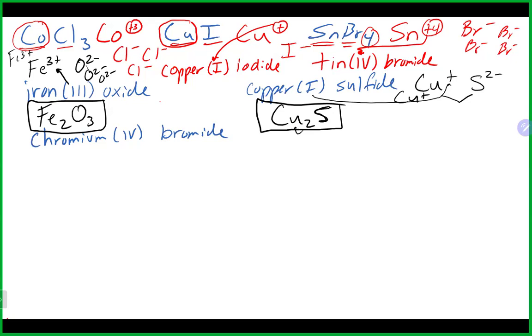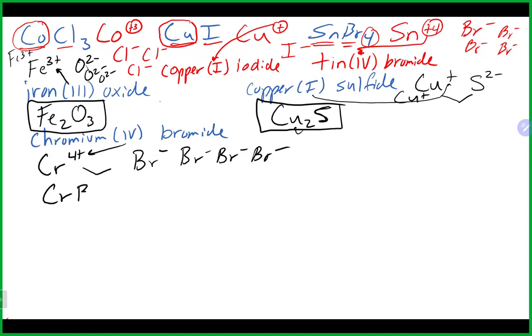Lastly, chromium Roman numeral 4 means my chromium has a +4 charge. Bromine, which is group 7, has a -1 charge. Once again, when we put this together, we're definitely going to need some more of the Br minuses, a grand total of 4 of them, which means I have CrBr4 in this case.